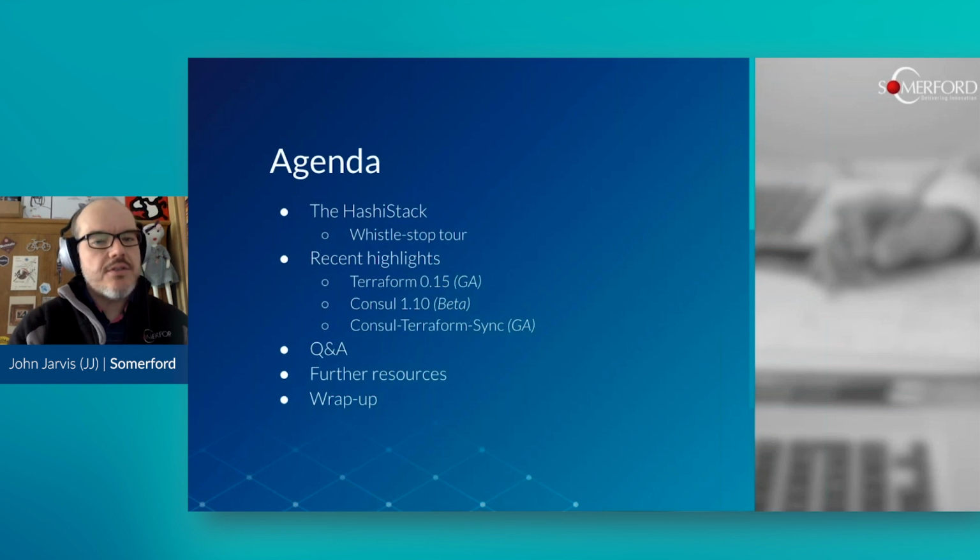Then the highlights themselves. Terraform 0.15 has been generally available for a couple of weeks now, and we'll talk about that. Then we'll move on to Consul. It's had a release, 1.1, that's in beta at the moment, so we'll go over what's in that. And then we'll talk about a bit of a niche one maybe, but I've got a networking background, so I find it quite interesting. Hoping you will too. It's called Consul-Terraform-Sync, and that's been in beta for a while, but now it's generally available as well, as of a month ago, I think. Certainly some time ago anyway.